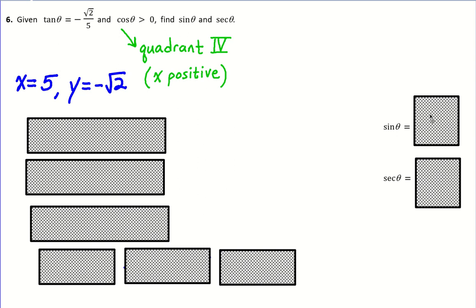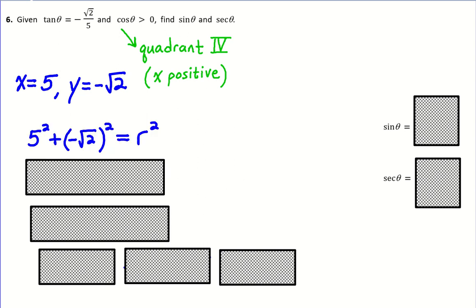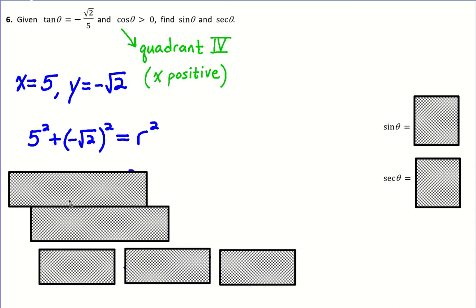And once again, if we're going to figure out sine and secant and everything, we need r. And so once again, Pythagorean theorem, you need to know how to play this out, okay? X squared plus y squared equals r squared. Make sure you're squaring this properly to get positive 2.